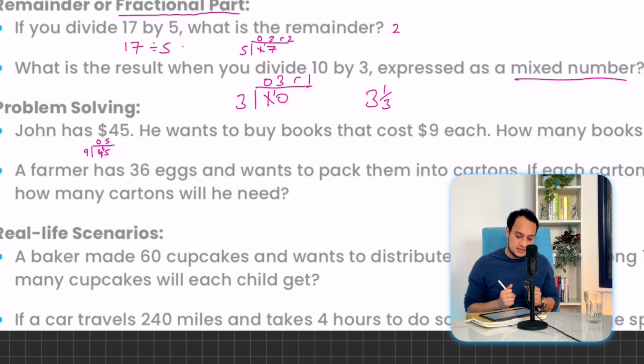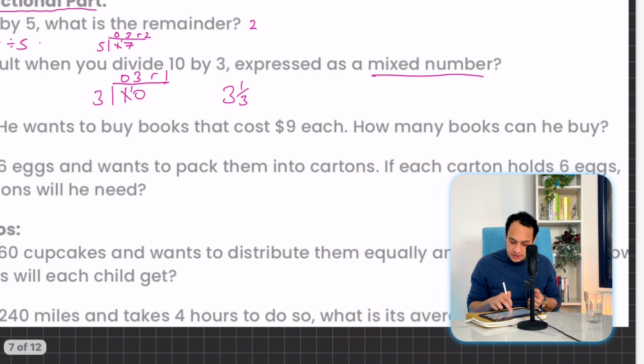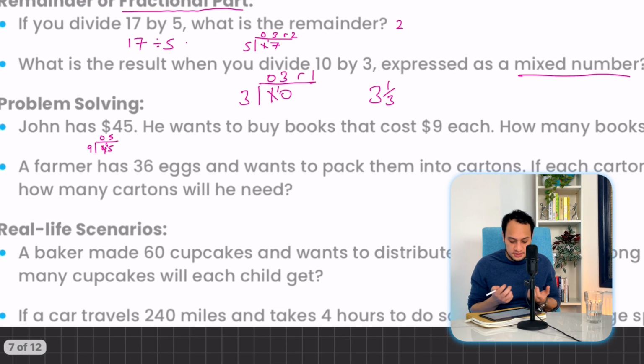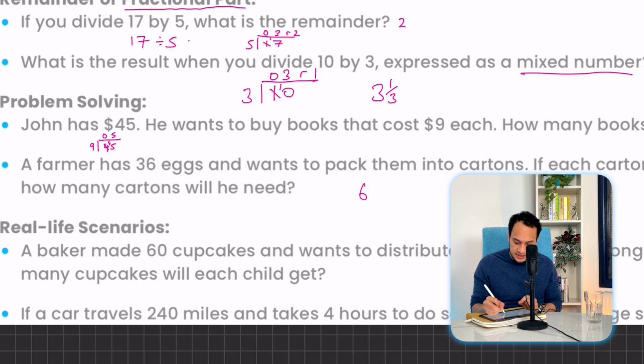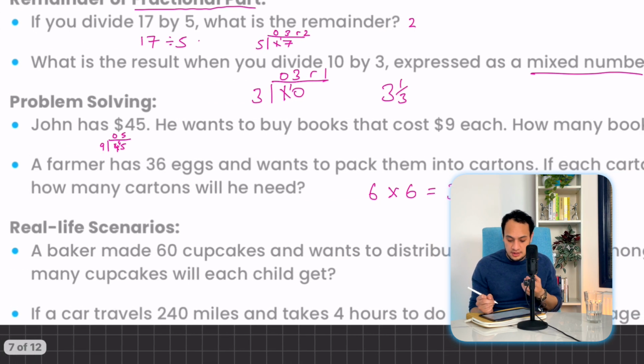So a farmer has 36 eggs and wants to pack them into cartons. If each carton holds 6 eggs, how many cartons will we need? Again, if we know our multiplications well enough, because we know 6 times 6 equals 36, we know that if we were to take 36 eggs and each carton holds 6 eggs, then 36 divided by 6 would equal 6. But let's do it as a division sum.